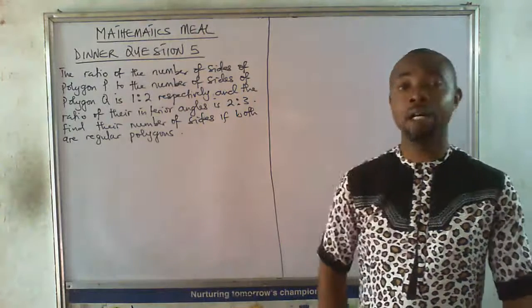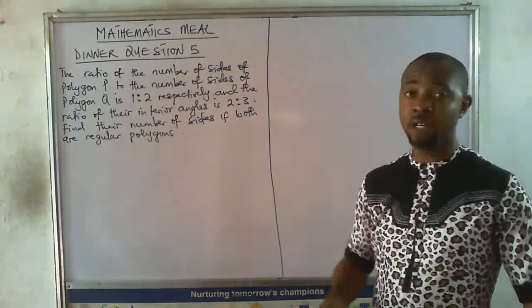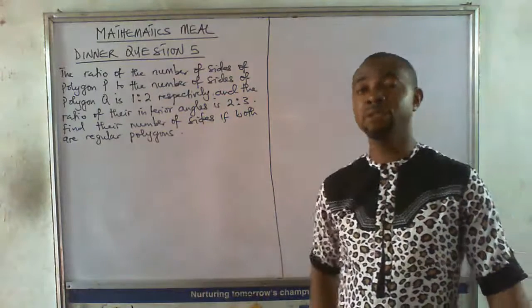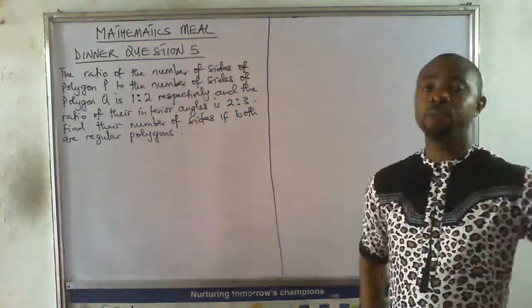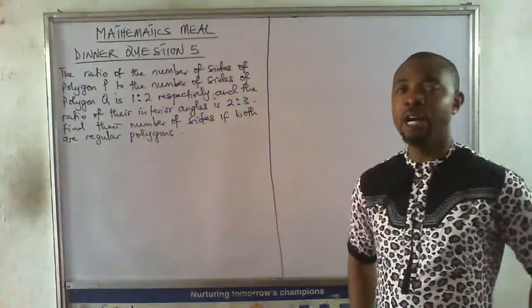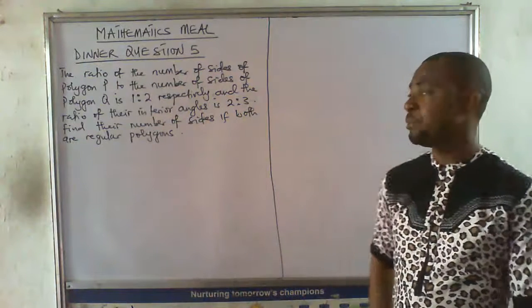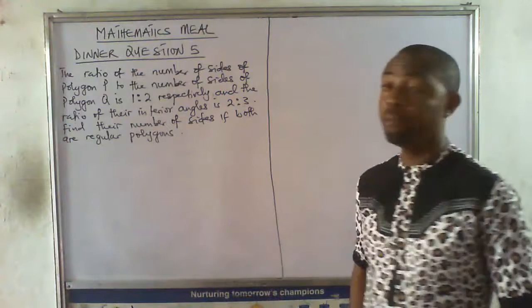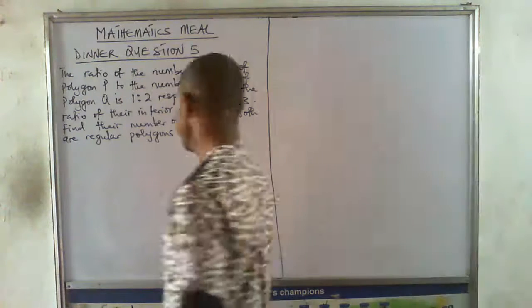Today we are looking at the dinner question. We are on the dinner question section of Mathematics Meal. Remember, we still have our breakfast question, our lunch question, and our dinner questions, so we want to make sure that you are fed mathematically at every time of the day. Today on our dinner question, we have a question from polygons, and we are going to solve that question immediately.